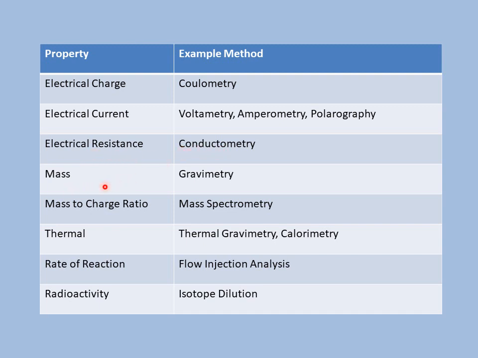Then mass is being calculated in techniques like gravimetry. Mass to charge ratio is being calculated in mass spectrometry. Then thermal properties are being observed in thermogravimetry and calorimetry. Then rate of reaction is being observed in flow injection analysis. And then radioactivity, so these are being observed in methods like isotope dilution.